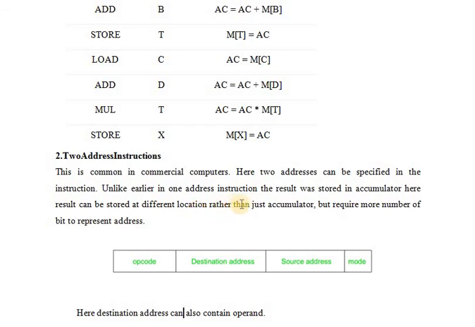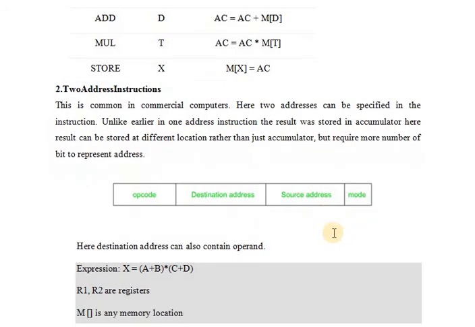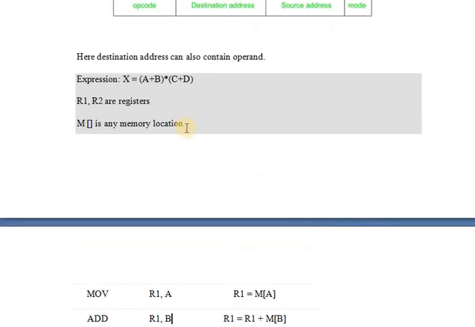Here results can be stored in a different location rather than just an accumulator, but it requires more bits to represent addresses. So see what is there: opcode, destination address, source address and mode. So now I will explain this. So see here, in the expression, R1 and R2 are registers, m of square bracket is any memory location. Okay.